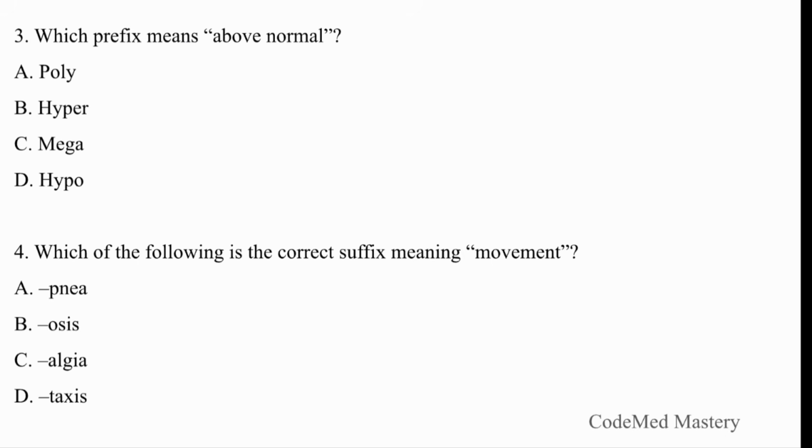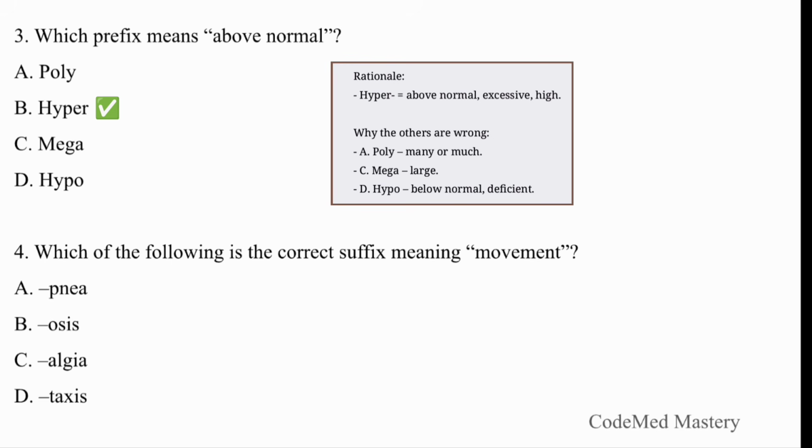Option A, poly. Option B, hyper. Option C, mega. And option D, hypo. The right answer is option B, hyper, because hyper refers to above normal, excessive or high. Why other options are wrong? Option A, poly, refers to many or much. Option C, mega, refers to large. And option D, hypo, refers to below normal, that is deficient.